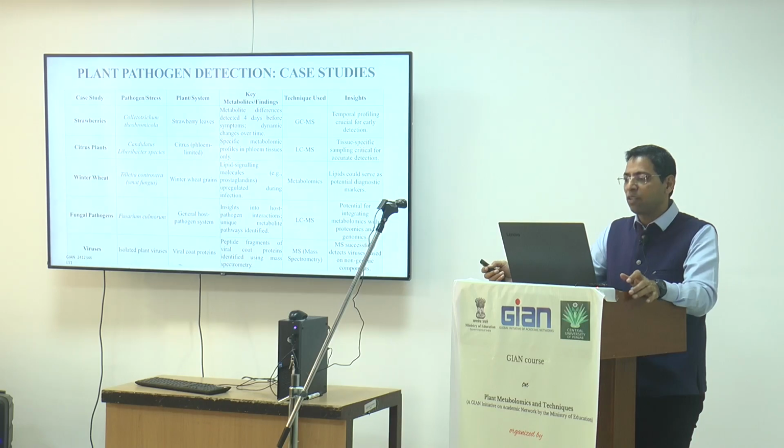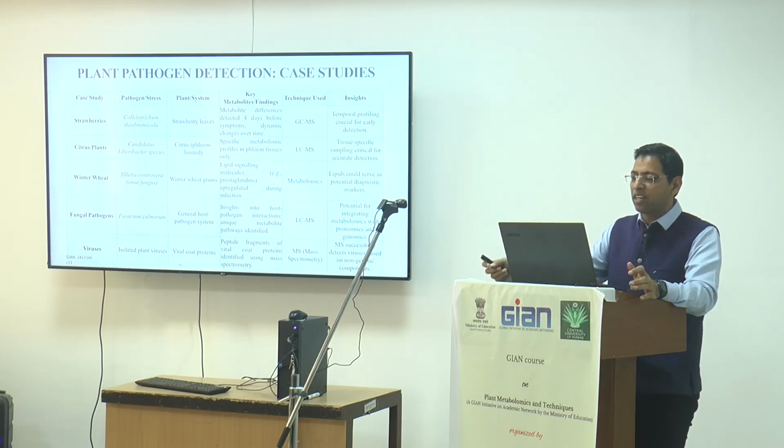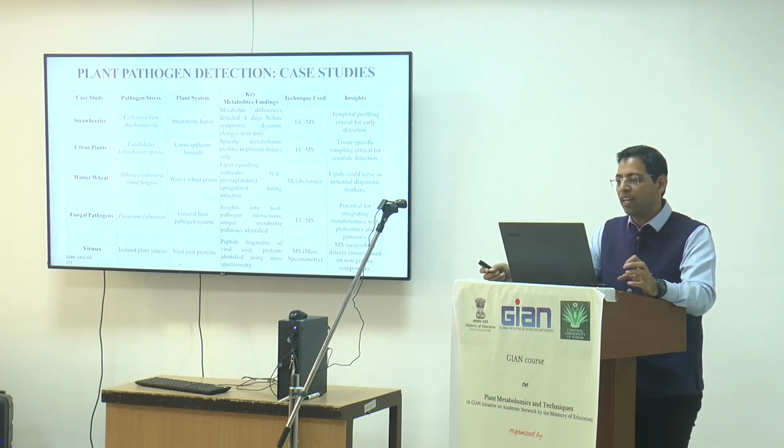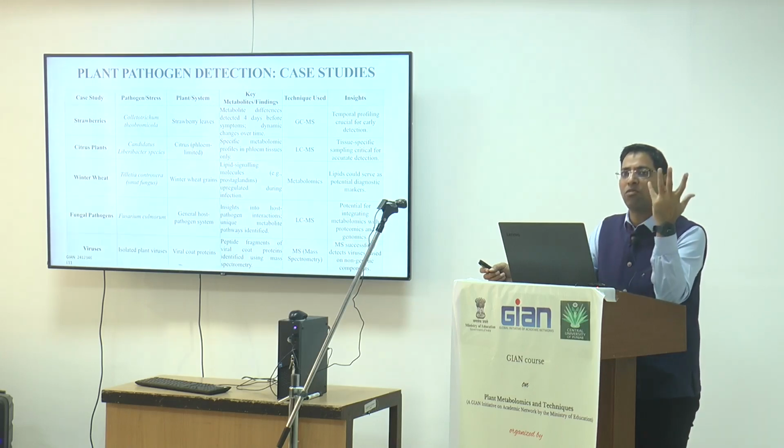So now these are the pathogen detection cases with respect to metabolomics. You can find the strawberry here, citrus plant, winter wheat, fungal pathogen and the viruses. So they used Colletotrichum theobromicum on the strawberry leaves, and with metabolic profiling they detected it 4 days before the symptoms. So if you do the metabolic profiling 4 days before, you can easily identify that this particular plant is going to get the infection, and this can be done by GCMS, and temporal profiling is crucial for the early detection.